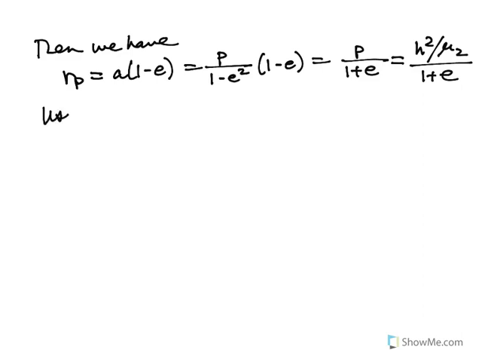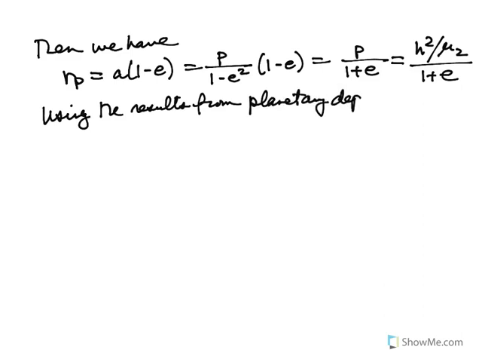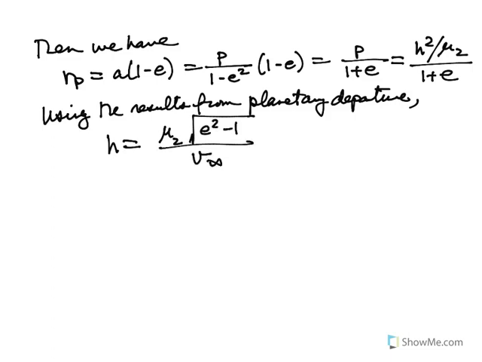So using the results from planetary departure, we have that h has to equal mu 2 times the square root of e squared minus 1, all divided by v infinity, which we had actually written a little bit differently because we wrote it in terms of h squared, but I just took the square root of everything because it's a little bit more straightforward.